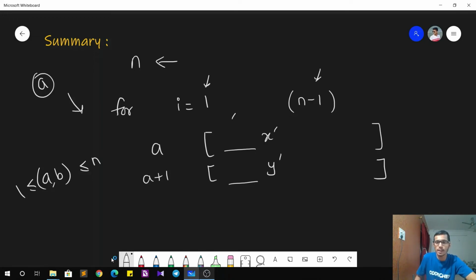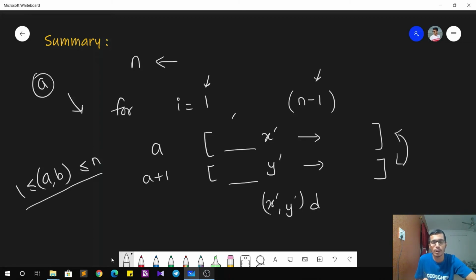And how do we find this count? We just now saw that we would be using the two-pointer approach as these lists are sorted. So we would be using the two-pointer approach to find the count of the x dash comma y dash pairs for D, which result in A and B being in the range of 1 comma n.